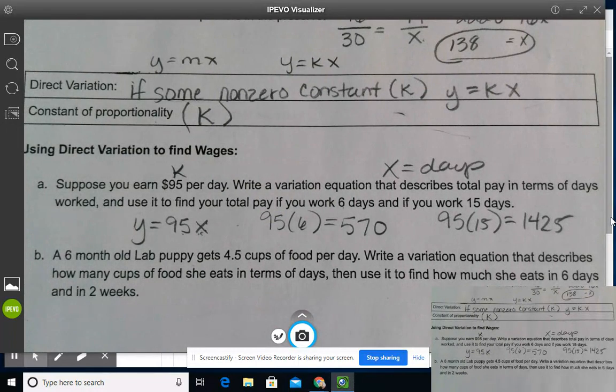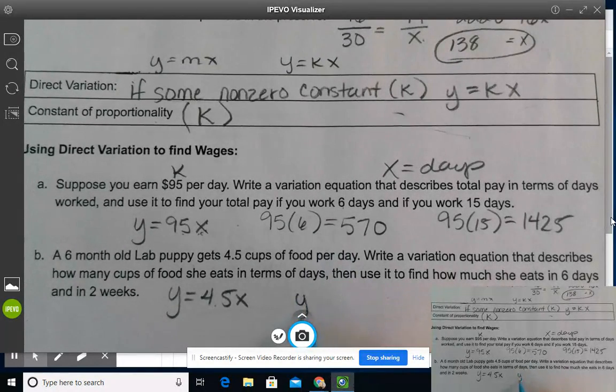So on B, a 6-month-old lab puppy gets 4.5 cups of food per day. So that means that our equation that we're looking at is y equals 4.5x. They're getting 4.5 cups per day. Write a variation equation that describes how many cups of food she eats in terms of days. That's what I just wrote. And then use it to find how much she eats in 6 days and in 2 weeks.